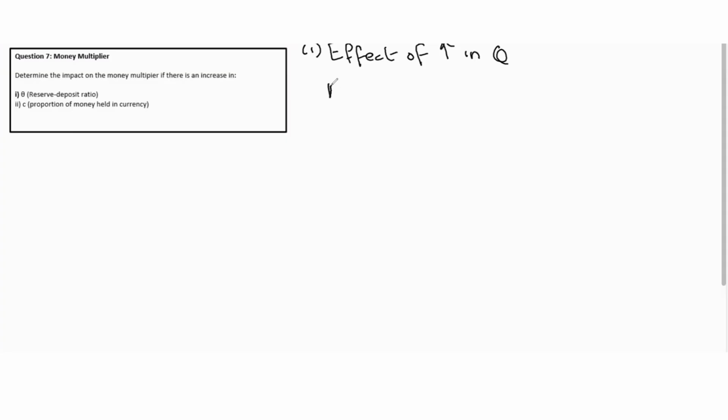Now we know that the money multiplier is given to us as 1 by c plus theta times 1 minus c. As theta, which appears in the denominator, increases, the money multiplier will go down, because when the denominator of a fraction becomes bigger, the overall fraction becomes smaller. This is just the mathematical part of it.